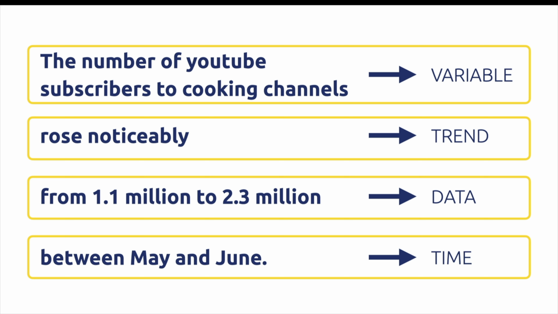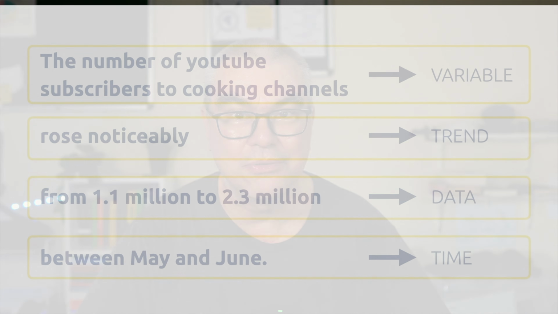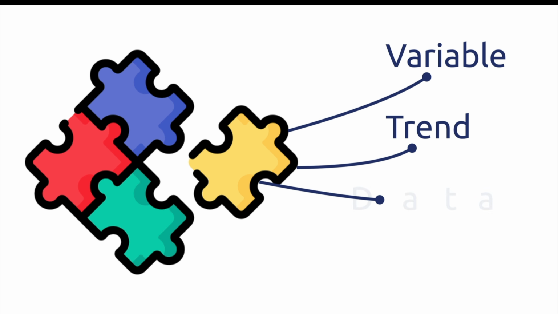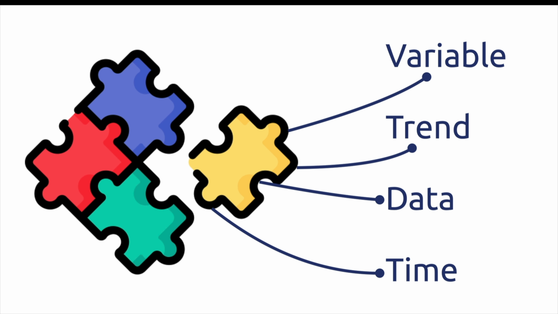Note that the time phrase can also be put at the start of your trend sentence. So you can also write, from May to June, the number of YouTube subscribers to cooking channels rose noticeably from 1.1 million to 2.3 million. So they are the 4 components: variable, trend, data, and time. For a good trend sentence, you need to record all of these components. Okay, that's sentence structure number 1.